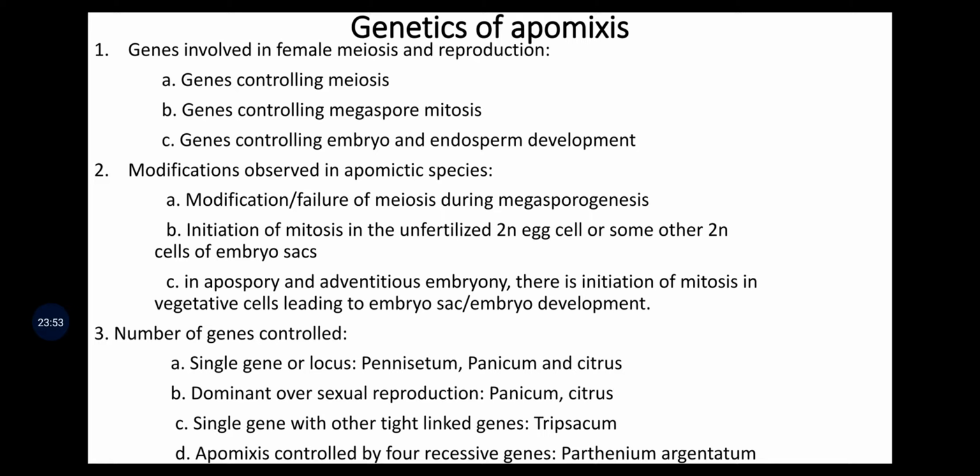Then in apospory and adventitious embryony, there is initiation of mitosis in vegetative cells leading to embryo sac or embryo development. Then the third classification is the number of genes controlling, that is a single gene or locus like in Pennisetum, Panicum and Citrus, dominant over sexual reproduction in case of Panicum and Citrus, a single gene with other tightly linked genes in Tripsacum, and apomixis controlled by 4 recessive genes in Parthenium argentatum.